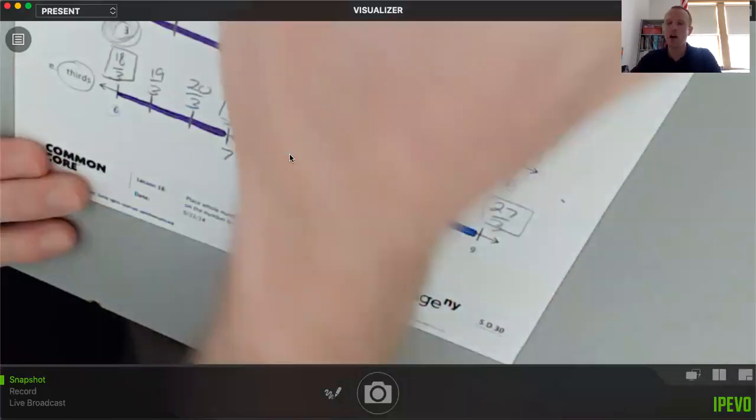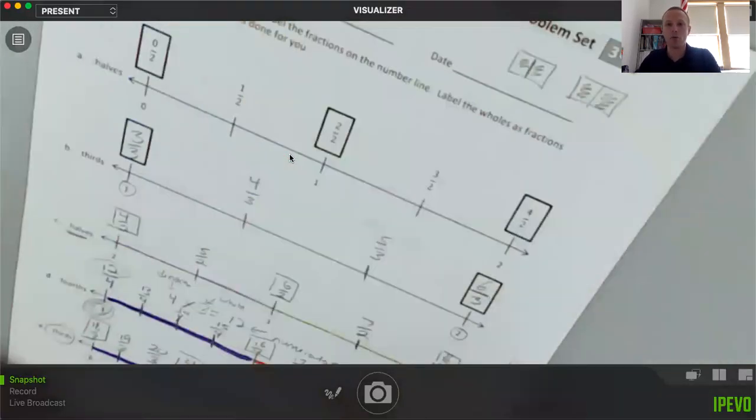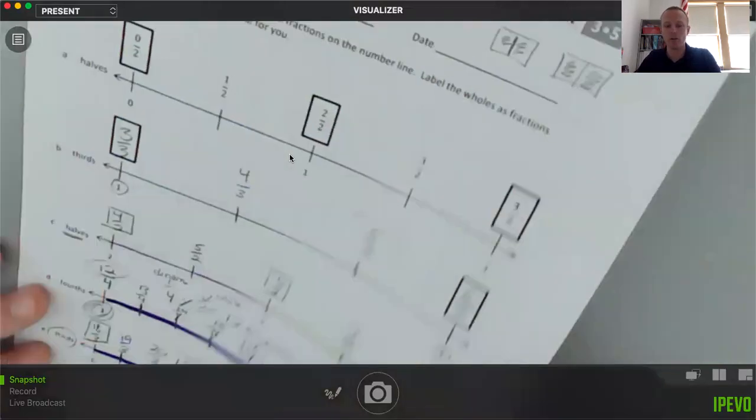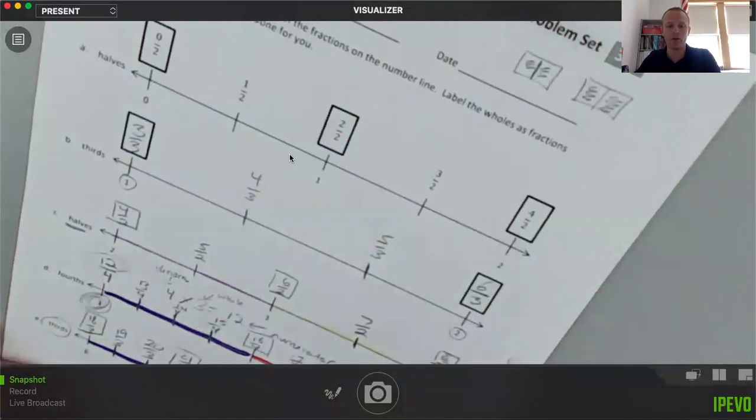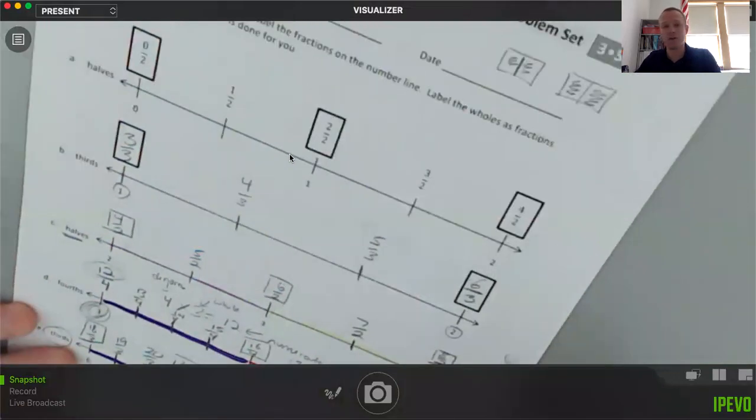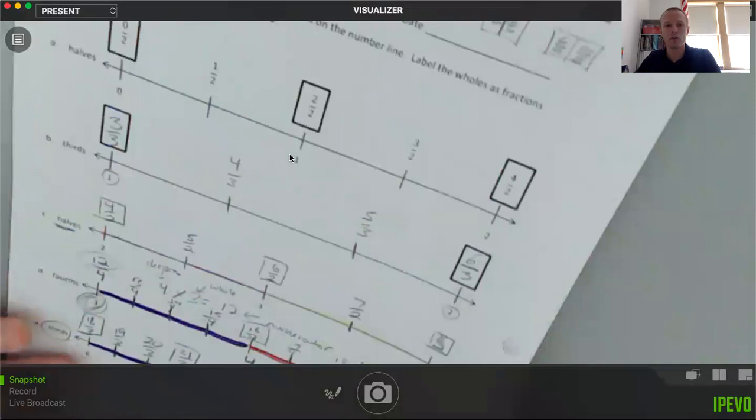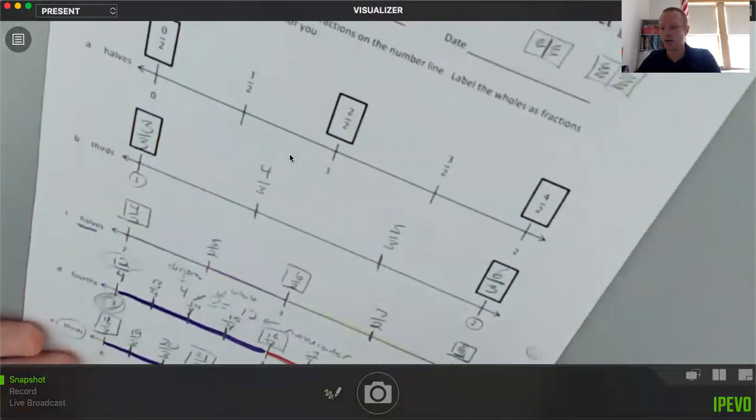All right, so color coding them can be a great way for us to identify where the wholes are along the number line. And the other trick there is finding the numerator by multiplying the whole number times the denominator to figure out what the numerator is going to be when you are at a whole number on your number line.